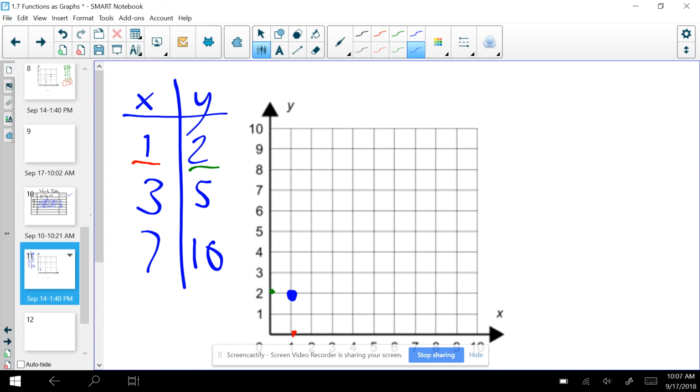We'll do the same thing with the others. X is 3, so count 1, 2, 3 over. And y is 5, 5 up. So the next one is going to go here and here. When we count them up, we end up right here. And then finally, 7 and 10. Count 7 across. Count 10 up, all the way up. We'll put 1 here. That is how you plot points.